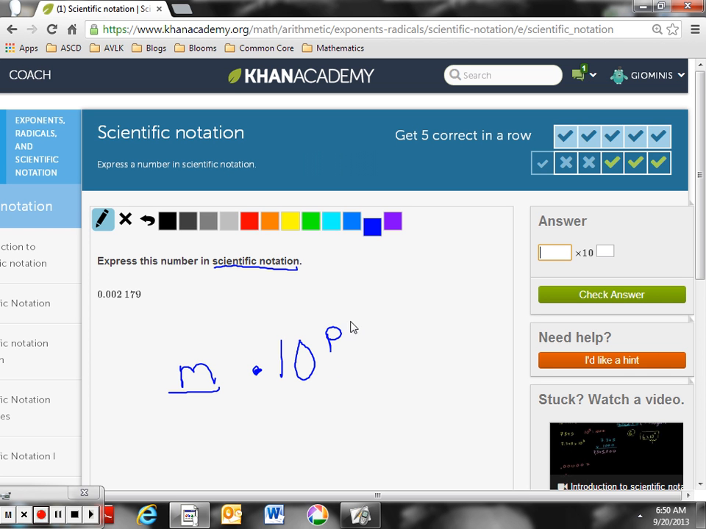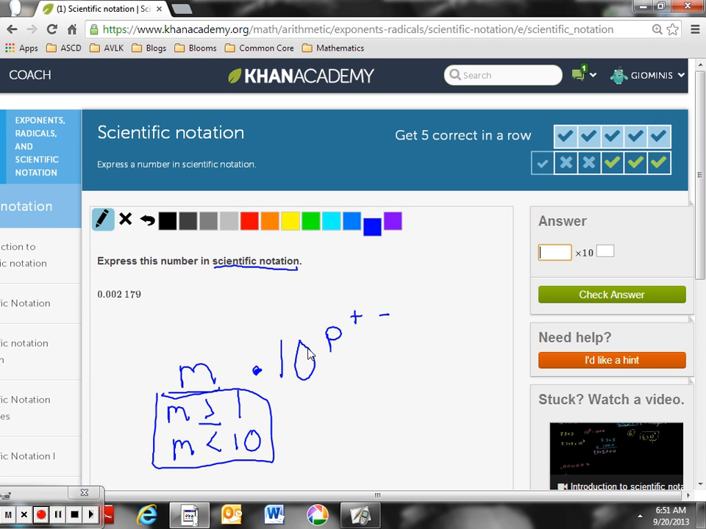This exponent here could either be positive or negative, and that really depends on in which direction we move the decimal point. I know that this value m must be greater than or equal to the number 1. But m must also be less than 10. So when I'm doing scientific notation, I'm always keeping this in mind.